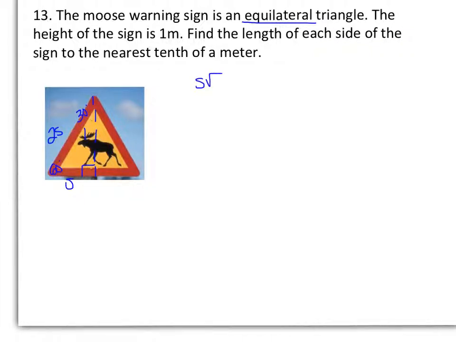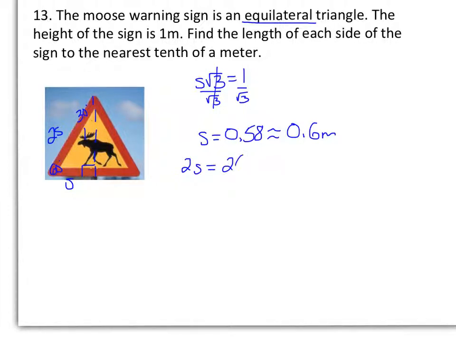So my side square root 3 is 1 meter. Divide both sides by square root 3, and you get 0.58, which is about 0.6 meter to the nearest tenth. Then to find our other side, we'll just take 2 times 0.6 and we'll get 1.2 meters. So our two sides are 0.6 meters and 1.2 meters.